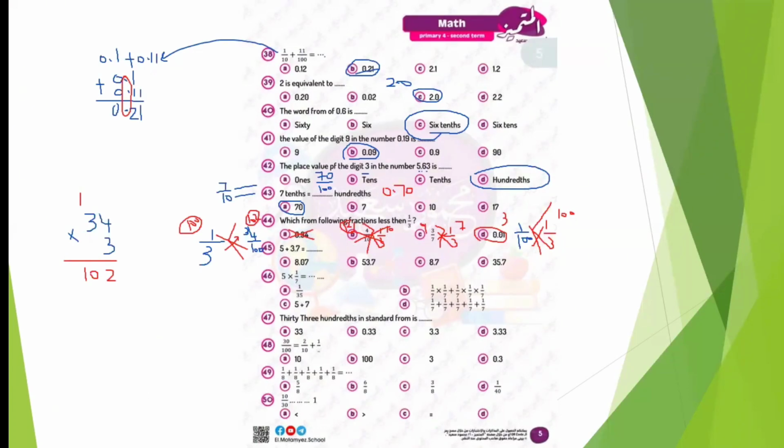46. 5 times 1 over 7. That means I add the 7 by itself 5 times. So the answer is D. It's like doing 4 plus 4 plus 4. Instead of 4 plus 4 plus 4, I can multiply 4 by 3.